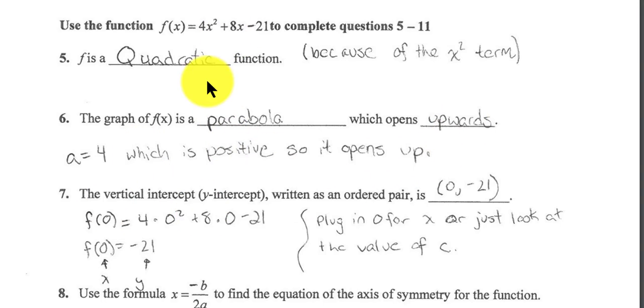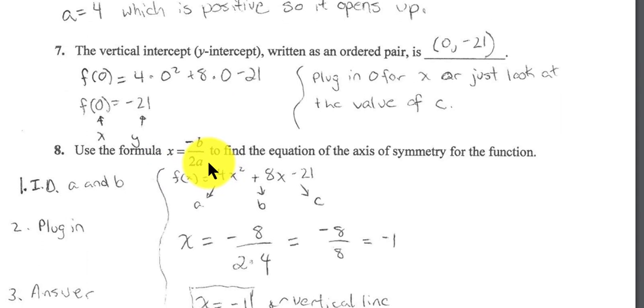The vertical intercept, well, when we have ax squared plus bx plus c, the c is your y-intercept. If you forget that, you can always substitute. No matter what the equation, if we're trying to find the y-intercept, you can always substitute in 0 for x and solve for y. So this becomes 0 plus 0 minus 21. So when x is 0, y is negative 21. That's the vertical intercept. So when we graph this, we're going to cross the y-axis at (0, negative 21).